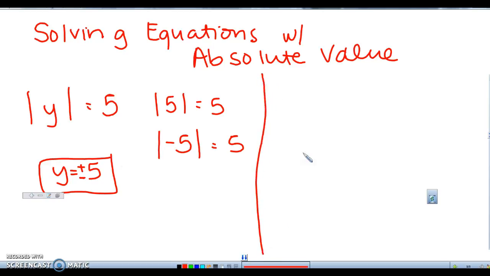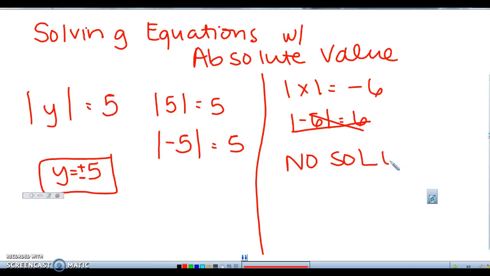Likewise, there was a problem that said the absolute value of x equals something like -6. And some of you told me that x was -6. But if I plug that in, the absolute value of -6 is 6. There's nothing I can plug into x inside of the absolute value signs that will give me a negative when I take that absolute value. So this doesn't work. In fact, you'll find out nothing works, and this is really a no solution. Okay?